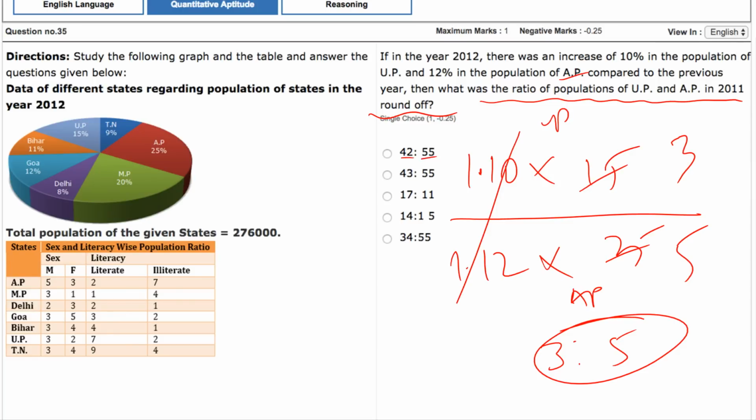This is 42 and 55. Clearly not 3:5, this will be roughly like 4:5 near. Again, this is near 4:5. This is 3:2, right? This is 14:15. Clearly not there. This is 3:5. Hence my answer. As simple as that.